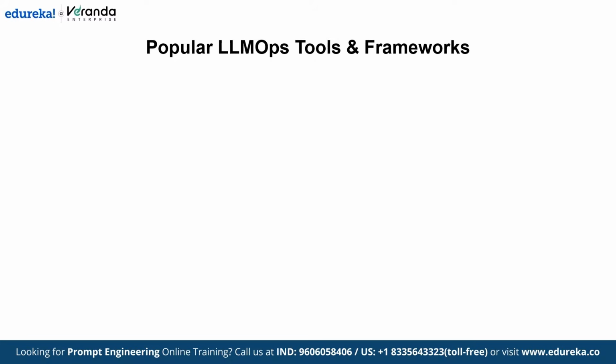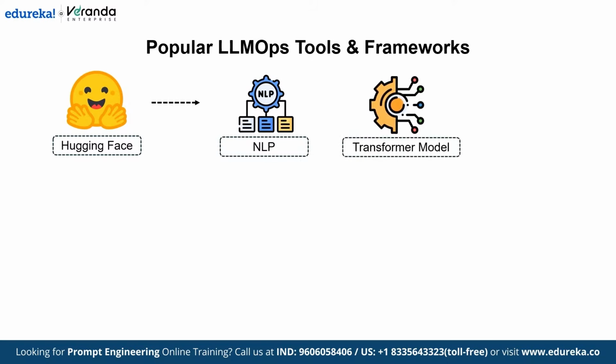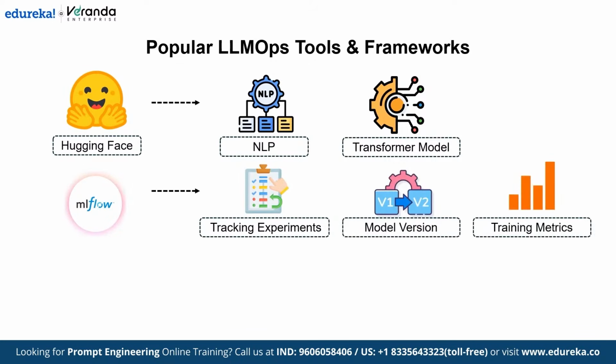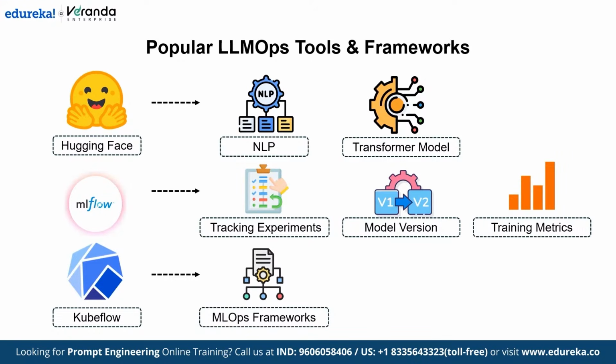LLMOps professionals rely on specialized tools to manage the model lifecycle efficiently. One of the top 3 most popular platforms is Hugging Face, an open source tool for NLP and transformer models. MLflow is widely used for tracking experiments, model versions, and training metrics, while Kubeflow provides a scalable MLOps framework for deploying AI in Kubernetes. Companies use a combination of these tools to streamline their LLMOps pipelines and ensure smooth deployment.